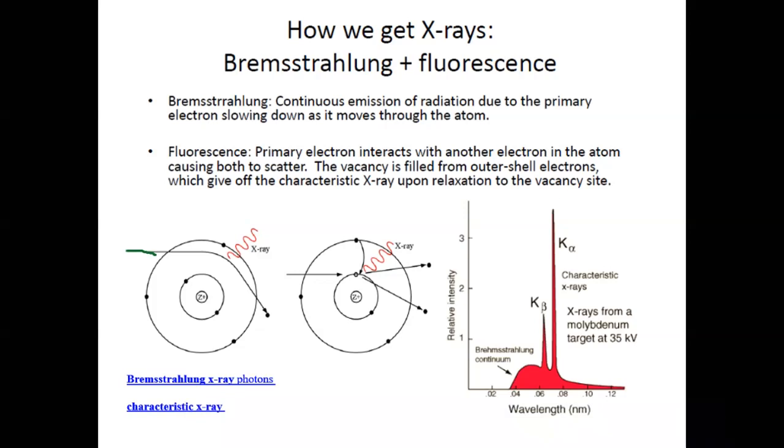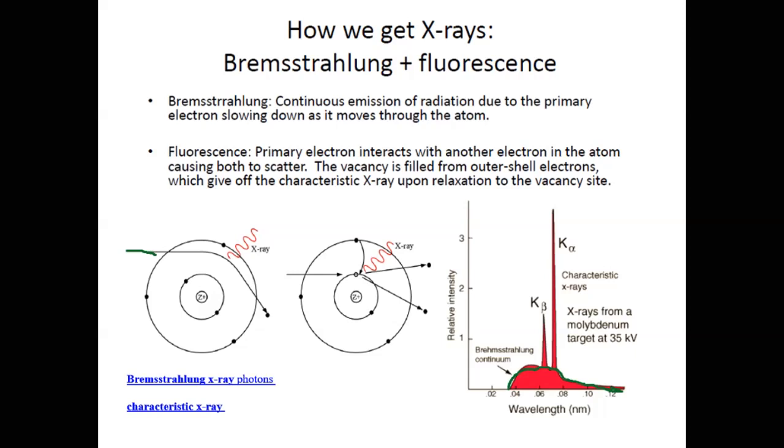And Bremsstrahlung, if we look at this spectrum in the lower right-hand corner, it's this broad hump. So it ranges from about 0.04 nanometers to 0.12. So it's kind of like a continuous spectrum. So there's not one characteristic wavelength for Bremsstrahlung X-rays. It's continuous, so it means it has a range of wavelengths. That's what Bremsstrahlung X-rays are.